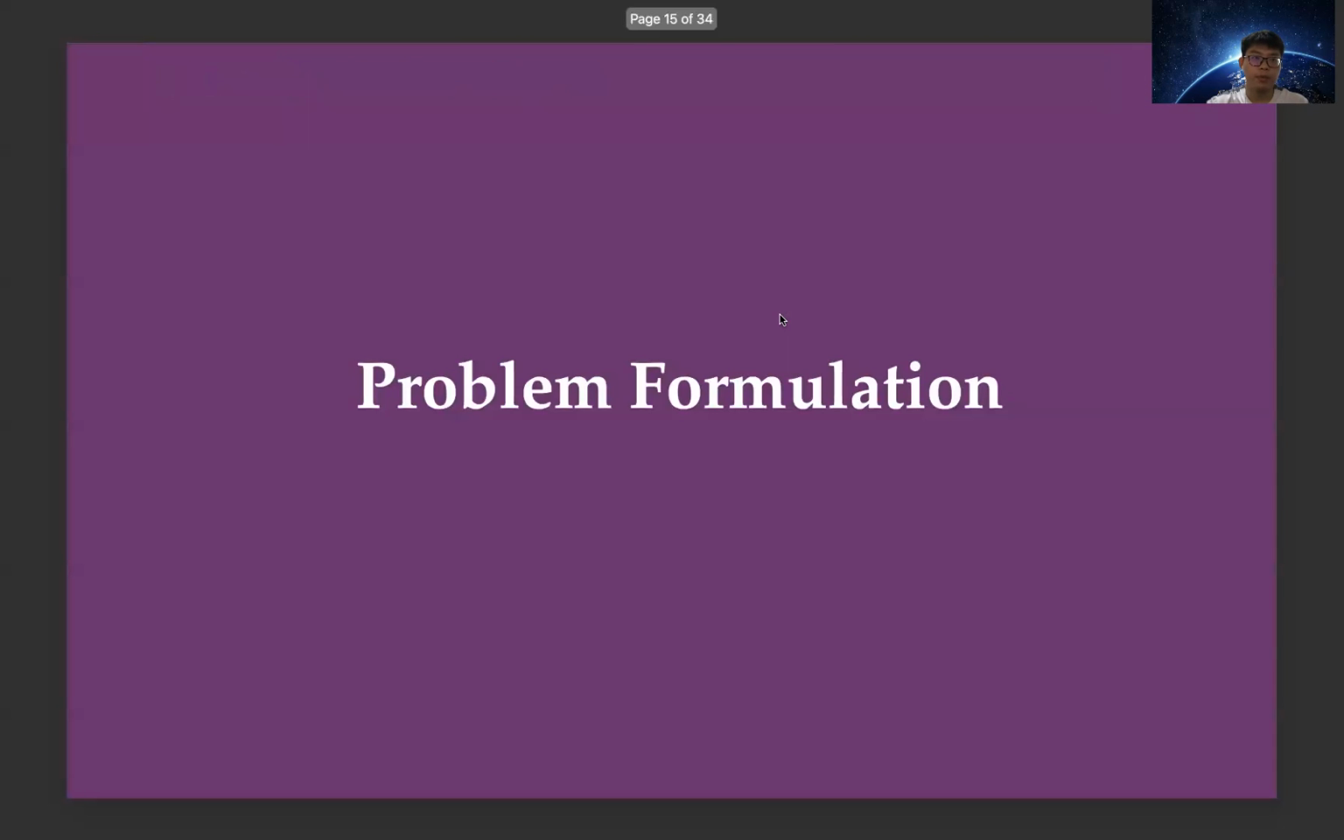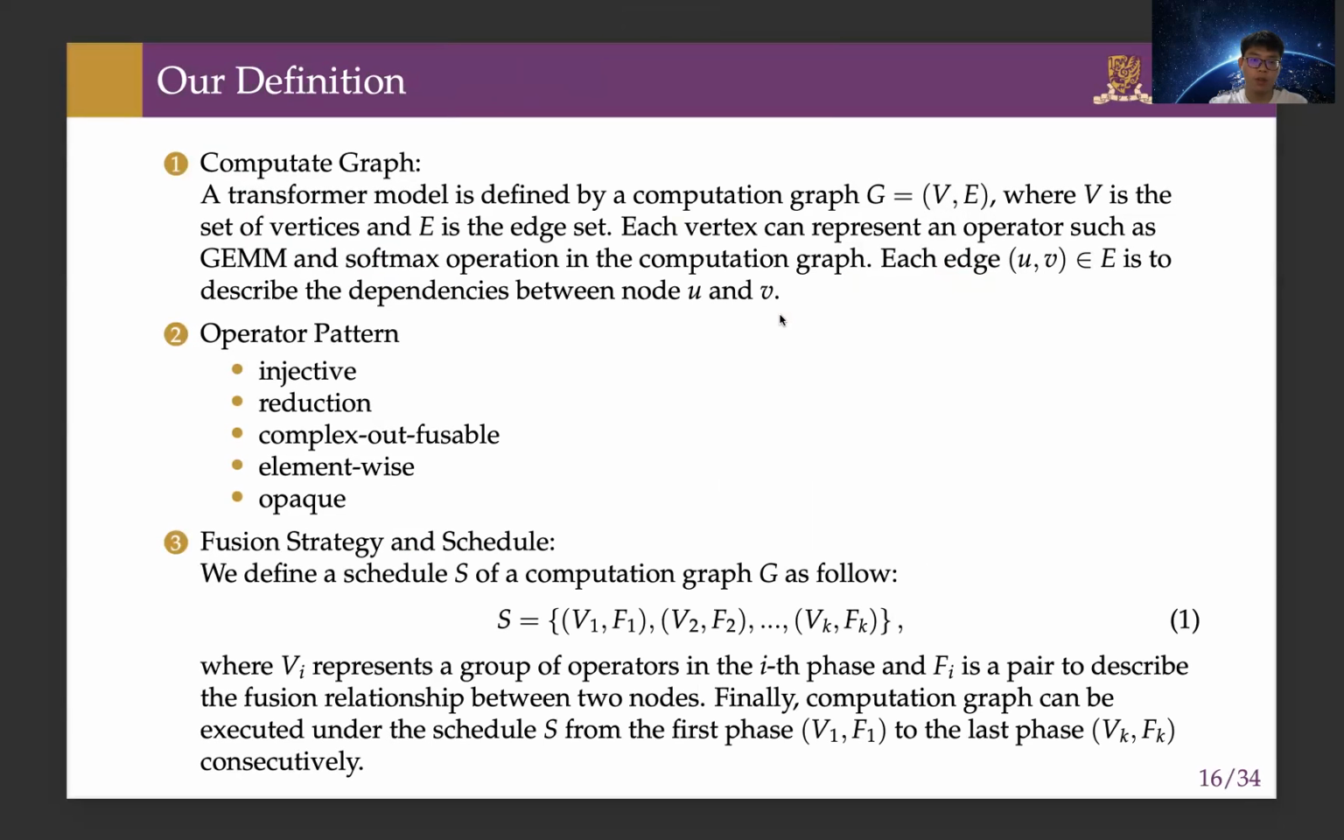In this section, I'm going to define the important information in our work. The first thing is a computation graph. A transformer model is defined by a computation graph G equals (V, E), where V is a set of vertices and E is the edge set. Each vertex can represent an operator such as GEMM and softmax operators in the computation graph. Each edge (U, V) belonging to E describes the dependency between U and V.